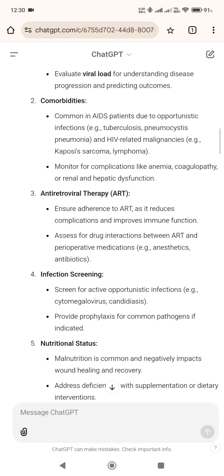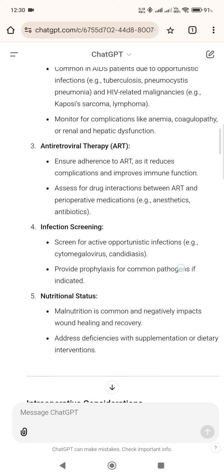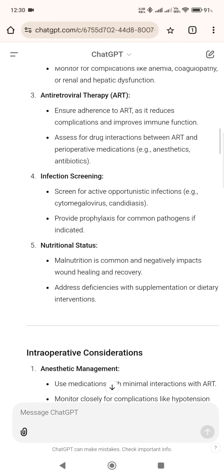2. Comorbidities. Common in AIDS patients due to opportunistic infections, e.g., tuberculosis, pneumocystis pneumonia, and HIV-related malignancies, e.g., Kaposi sarcoma, lymphoma. Monitor for complications like anemia, coagulopathy, or renal and hepatic dysfunction. 3. Antiretroviral therapy (ART). Ensure adherence to ART, as it reduces complications and improves immune function. Assess for drug interactions between ART and perioperative medications, e.g., anesthetics, antibiotics.